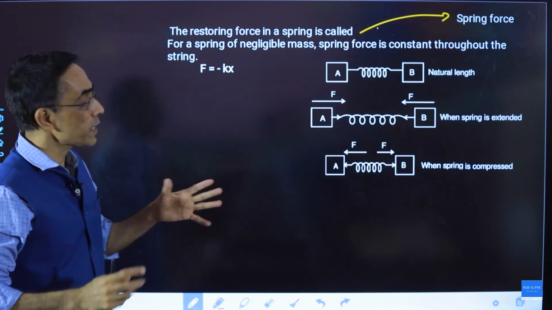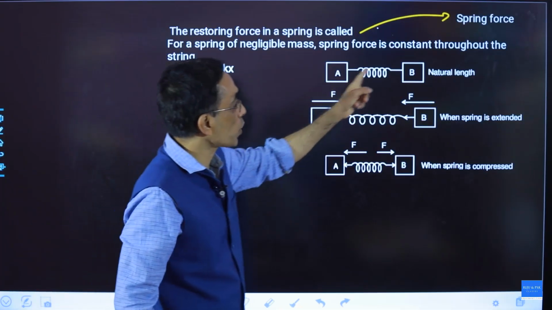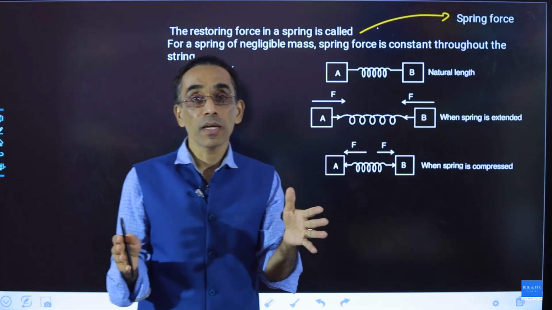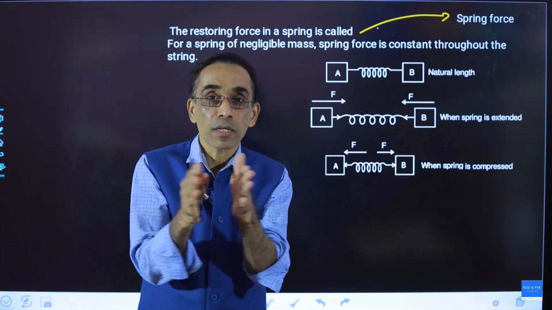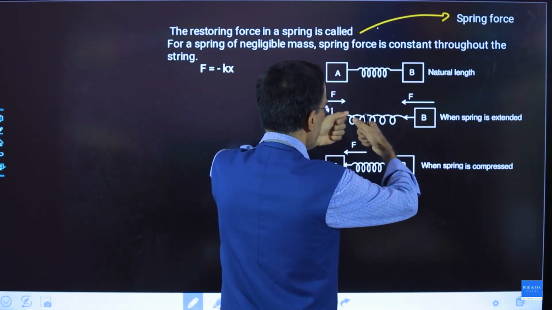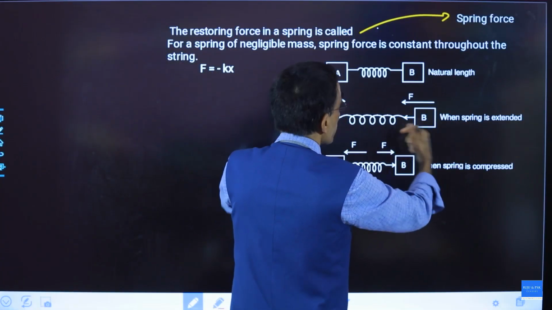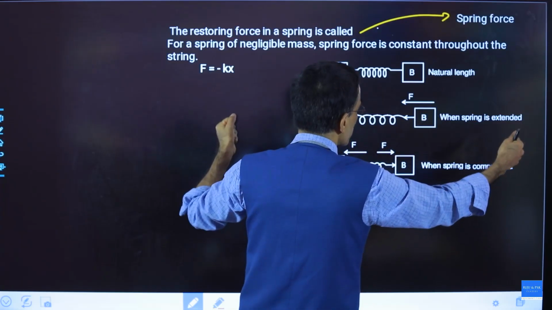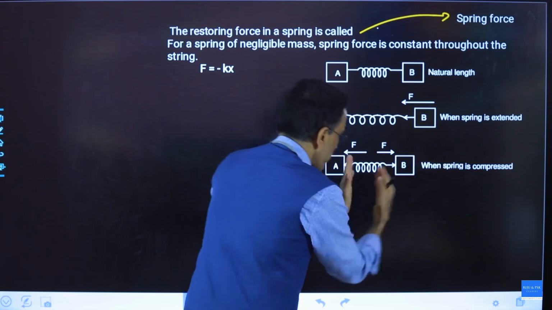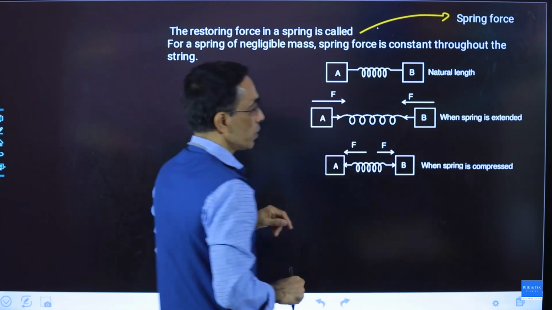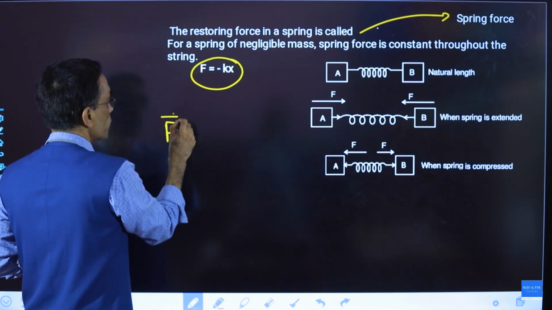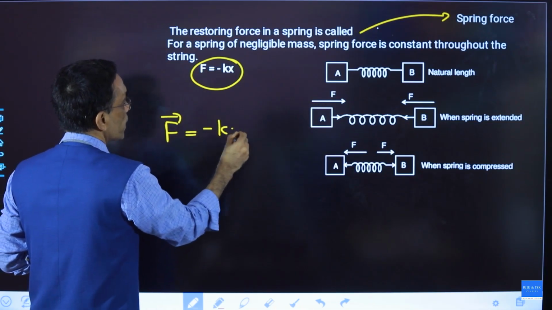Okay. For a spring, suppose there is a spring in the natural length, connecting two bodies. Natural length means not compressed, not elongated. Then there will be no force. But if you elongate this thing, the spring will apply a force in the opposite direction. And if you compress this thing, the spring will push you. And this force is always given by this equation: spring force F is equal to minus k into x.